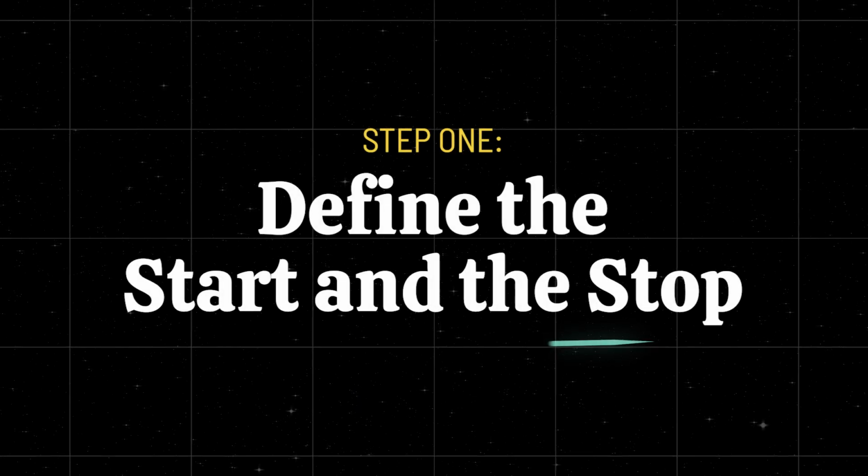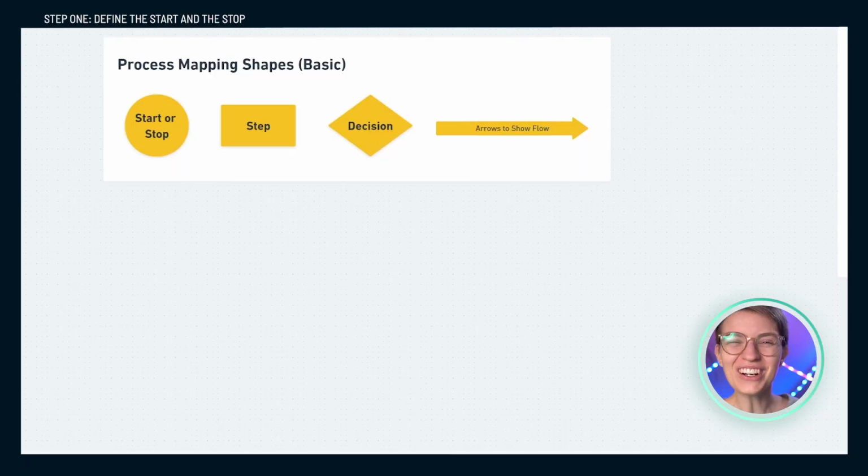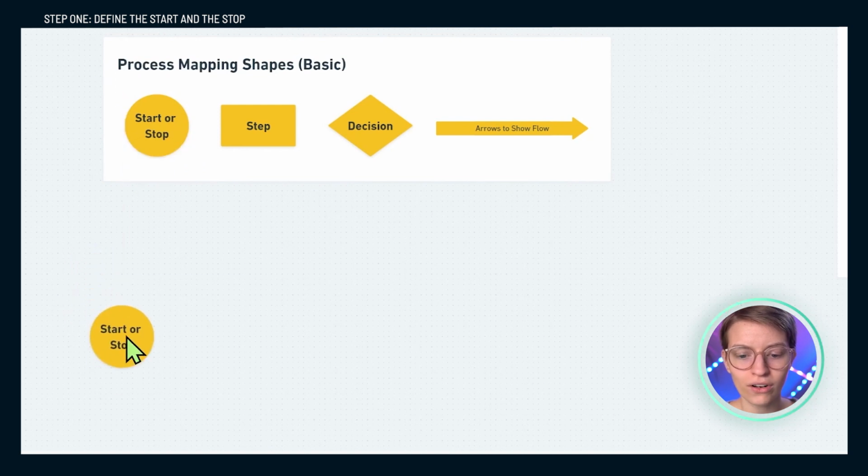To actually start to process map, I have 5 steps for you to walk through. Step number 1 is to define the start and the stop. Now I'm cheating a little bit here because it's kind of like 2 steps, but just give me some grace. 5's a nice number to hold with one hand. So what we're going to do is take our circle or draw a circle, and we're going to define when our thing, whatever it is we're mapping, starts and stops.